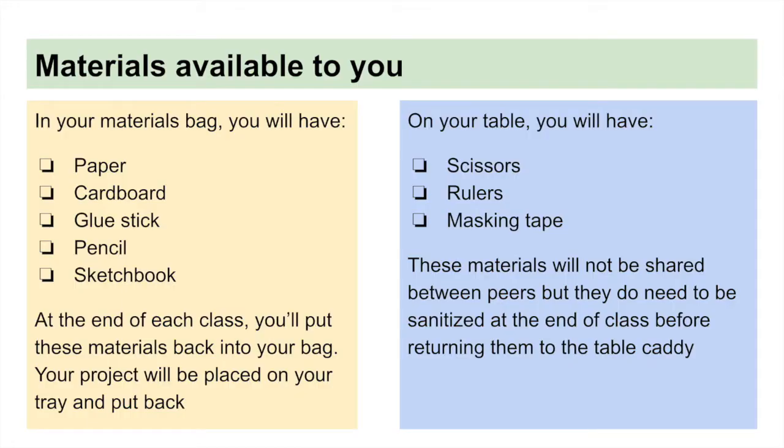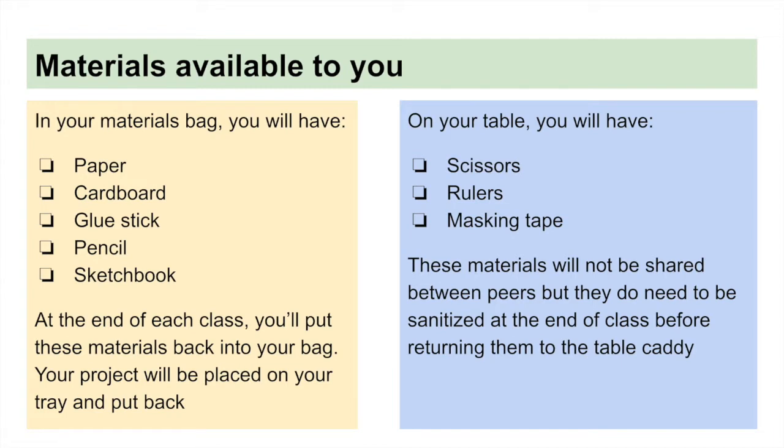Materials available to you. In your materials bag, you're going to have paper, cardboard, glue stick, pencil, and a sketchbook. At the end of each class, you'll put these materials back in your bag. Your project will be placed on a tray that will be given to you and put back. Please keep in mind that the paper that you're given is the paper for this project. So I'm asking you to be creative within the realms of what I'm giving you. I'm not giving you guys extra paper or extra cardboard. You have to use what is in your bag, and you cannot share with someone else.